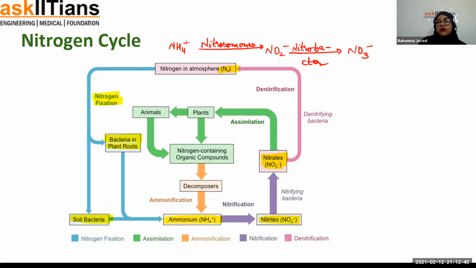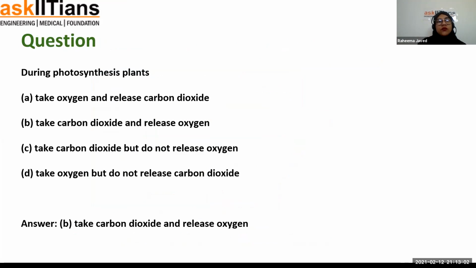And this is the important process of nitrogen fixation in the plants. The plants use up these two forms of nitrogen for synthesizing proteins. So let's move on with the questions. The first question is, during photosynthesis, plants take oxygen and release carbon dioxide, take carbon dioxide and release oxygen, take carbon dioxide but do not release oxygen, or take oxygen but do not release carbon dioxide. So the correct answer is B, which is pretty obvious.